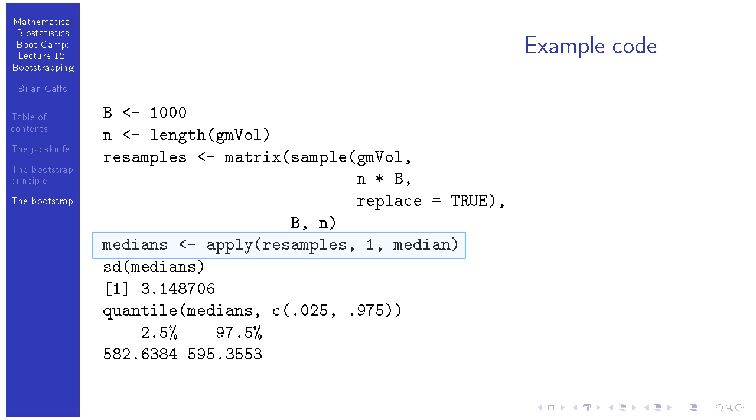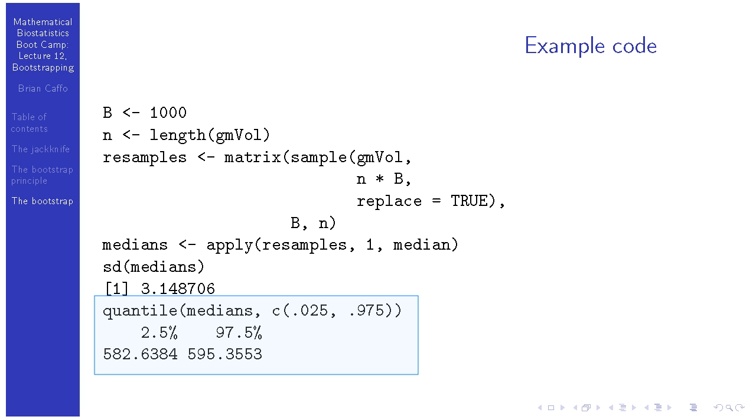And then if you take the standard deviation of these medians, that is a bootstrap estimate of the standard deviation of the sampling distribution of the median. If you take the quantiles, the 2.5th and 97.5th quantile, you get 582 to 595. That is a bootstrap confidence interval for the median of gray matter volumes conducted in a non-parametric way.